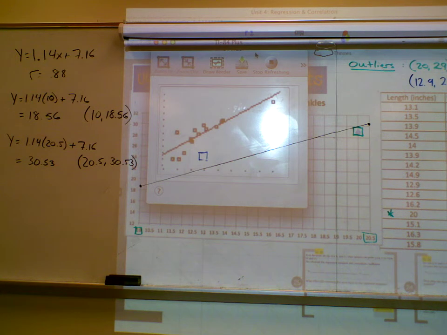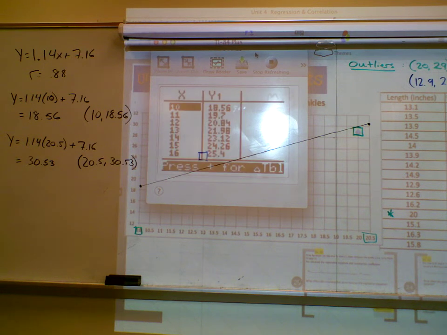Okay. And now, instead of plugging in numbers, if you go to your table, second graph, go to your table. Look, 10, 18.56. The calculator is doing the work for me now, isn't it? Okay. What do you think if I go down to 20 and a half? What do you think it's going to say?